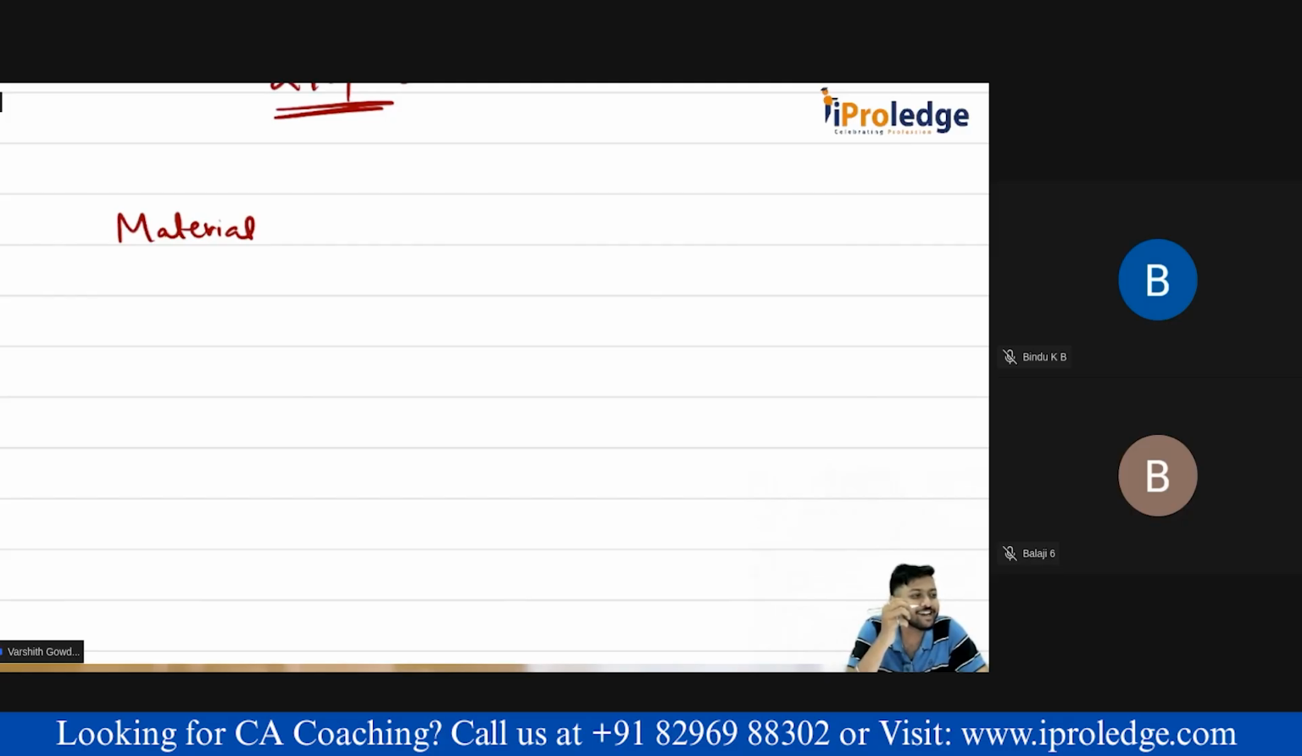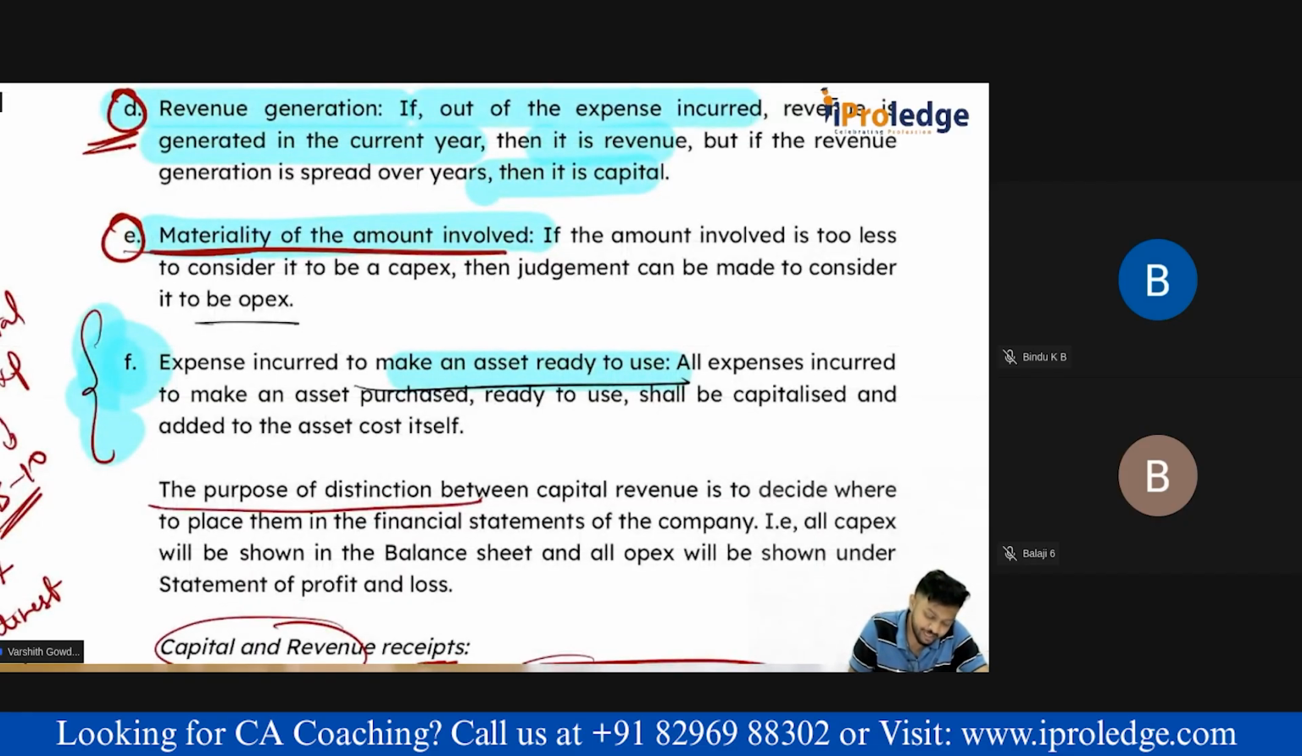What was I telling? Materiality. So you understood now what is material: anything which influences the decision. Now, while deciding whether something is a capex or revenue expenditure, you do all this capex revenue drama only when the money is material, that is, bigger.